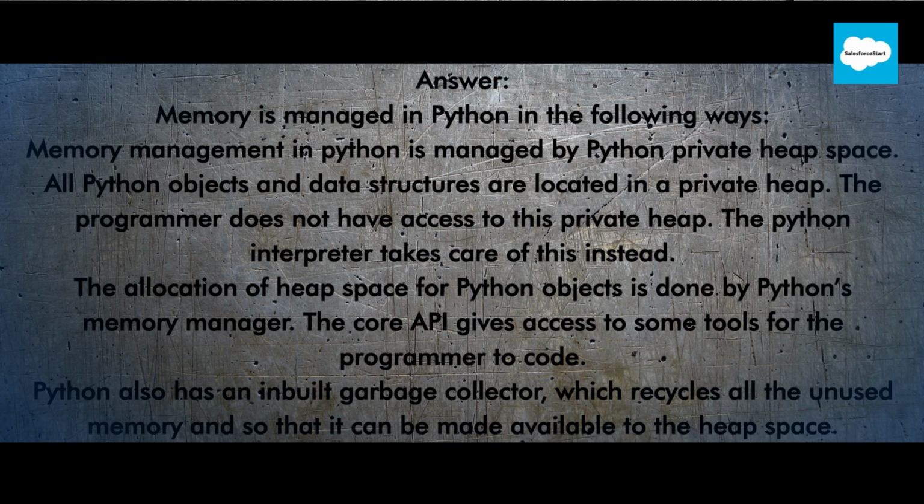The allocation of heap space for Python objects is done by Python's memory manager. The core API gives access to some tools for the programmer to code. Python also has an inbuilt garbage collector, which recycles all the unused memory so that it can be made available to the heap space.